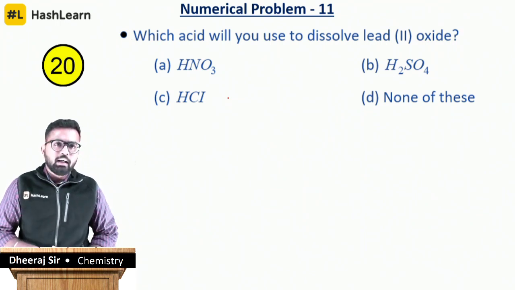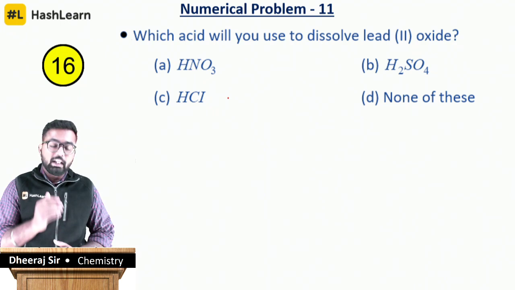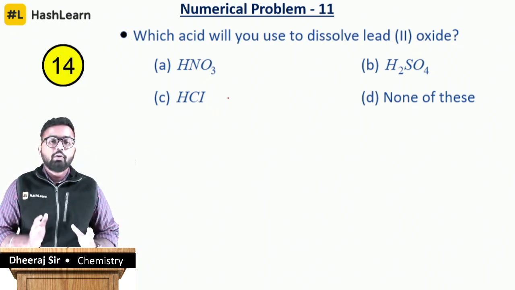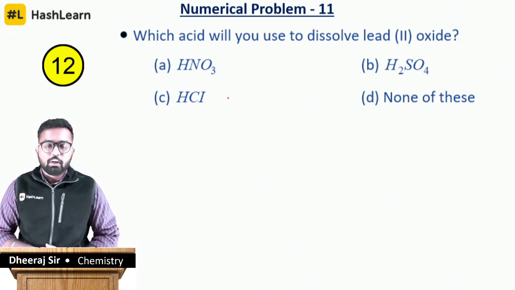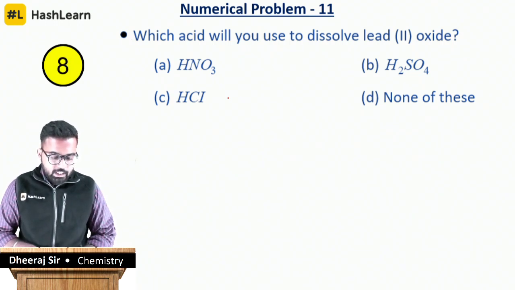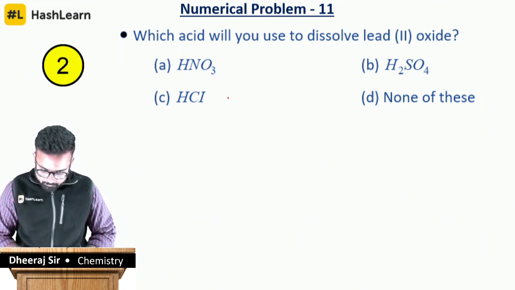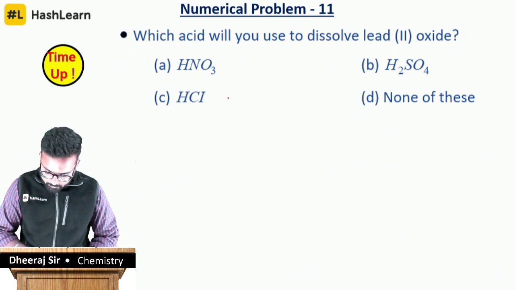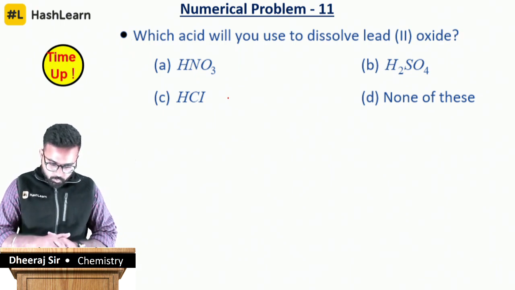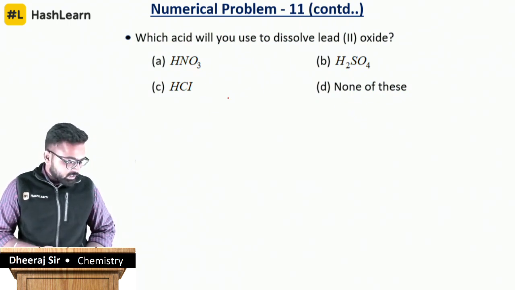It's a single right answer question. So there's just one right answer for this. I'll let you know in case there's multiple. I'll choose questions like those when it covers a good sequence of concepts. So which acid will you use to dissolve lead oxide? HNO3, H2SO4, HCl, none of these. Which one is it going to be? So what is it going to be, guys? Preeti says it's A, and Sushmita says it's D.